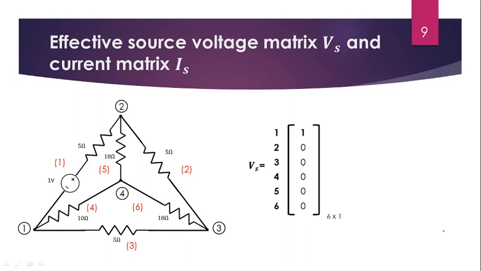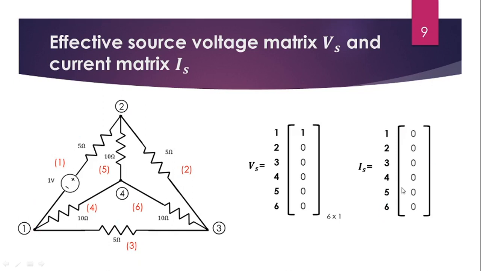by 1. In the same way, the source current matrix Is can be written as branch by 1. The size is branch by 1. So number of branches are 6. Is any current source available across any branch? No. There is no shunt current source present across any branch. So that's why all elements are 0. Again, the size is 6 by 1. So this is the fourth step over.